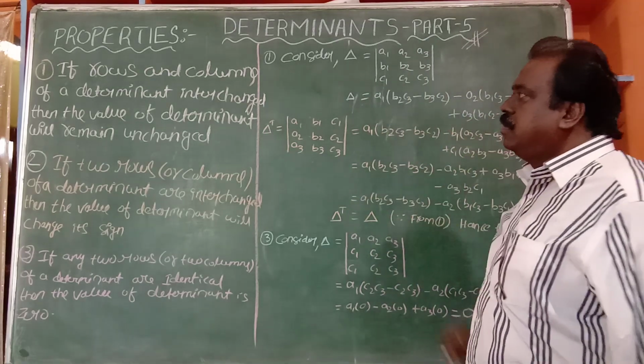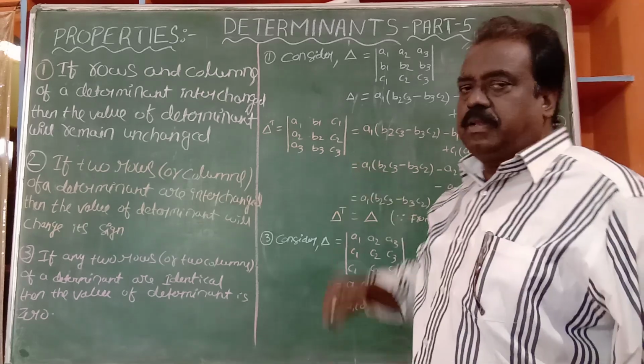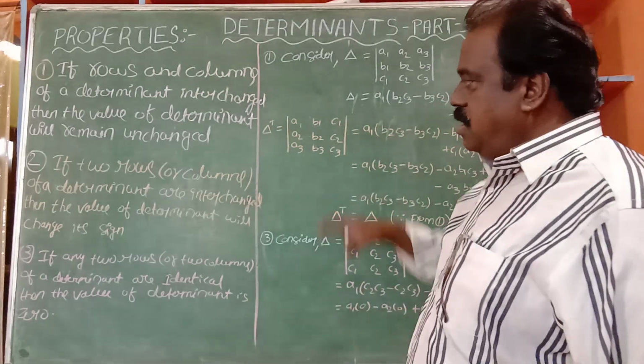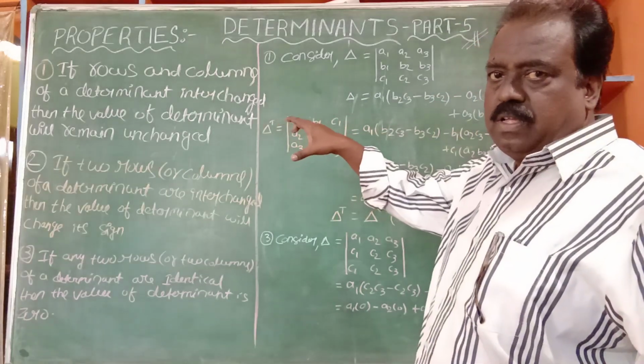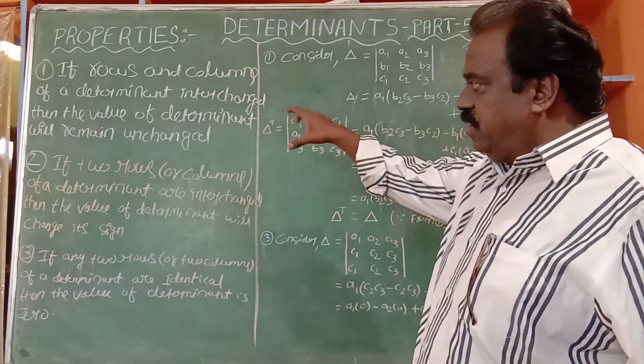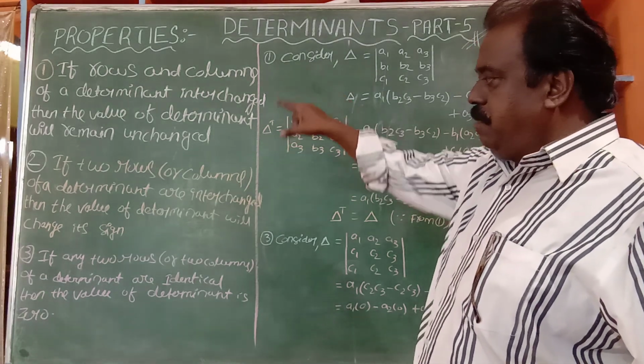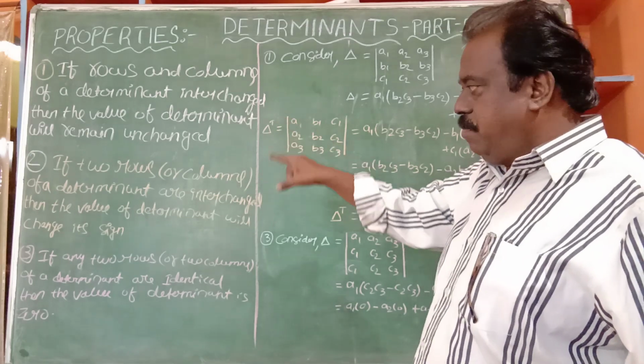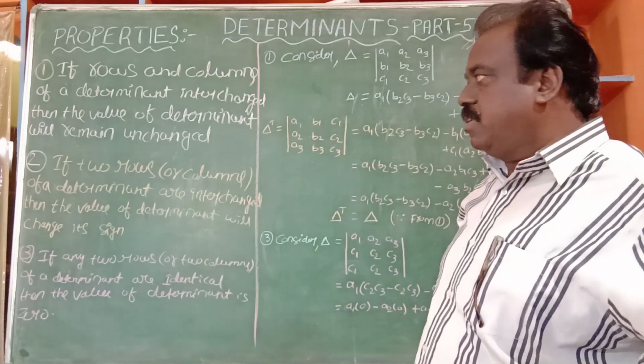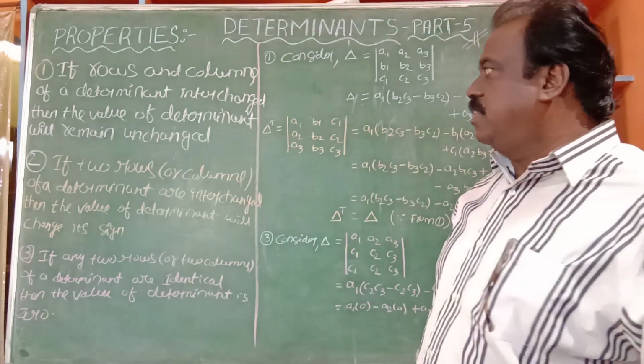Okay, now property number 1. Already I wrote it on the board. Try to understand it well. First I wrote 3 properties, again 3 properties are there. Total 6 properties are there.